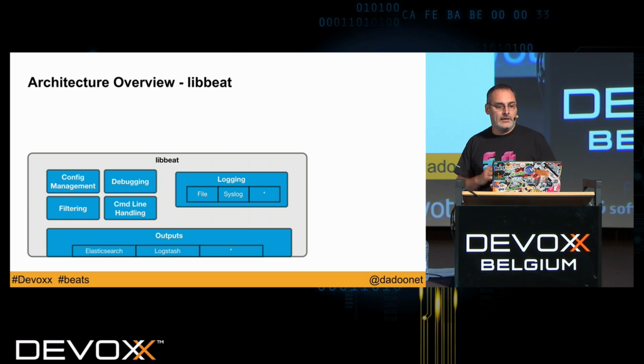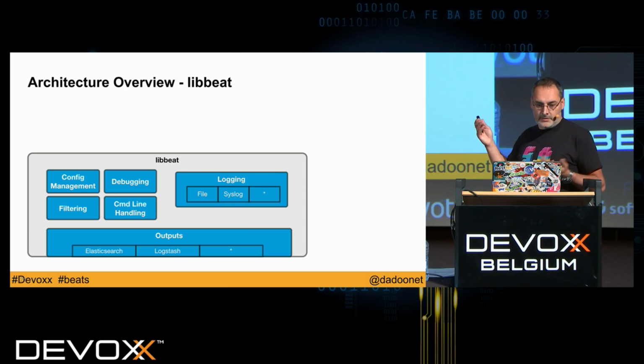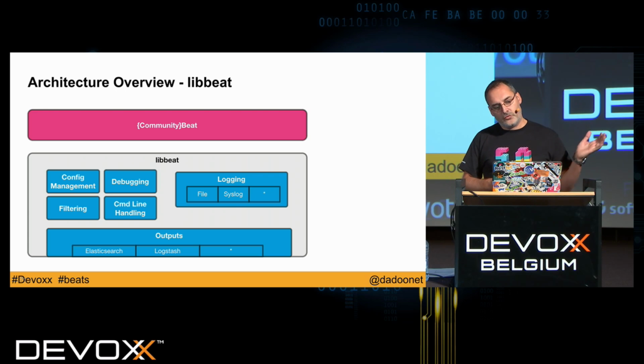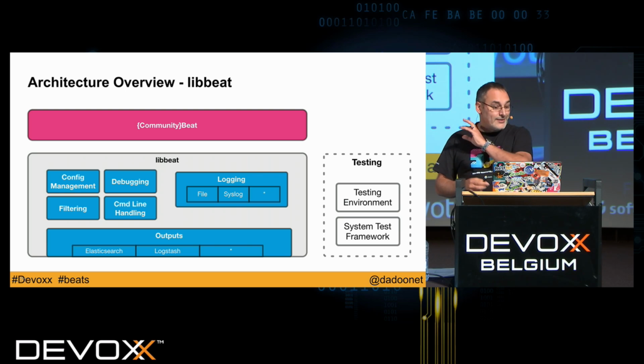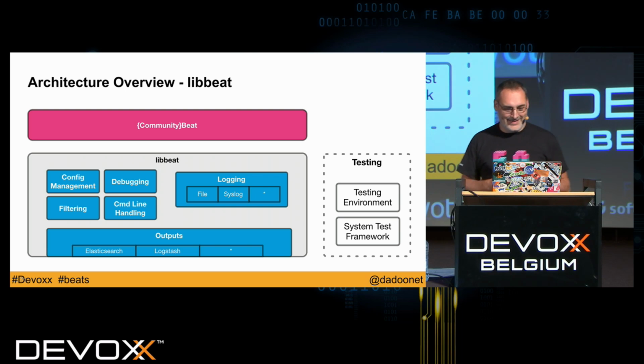Command line handling, the logging to files, syslog, and so on. Outputs, so you can output to Elasticsearch, Logstash, obviously, but now you can also output to Redis and Kafka if you want. So this is coming natively. Then you build your Beat on top of that. And you have also a test part. I didn't test the test part, but probably easy to use.